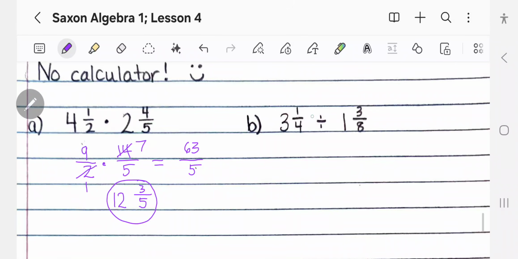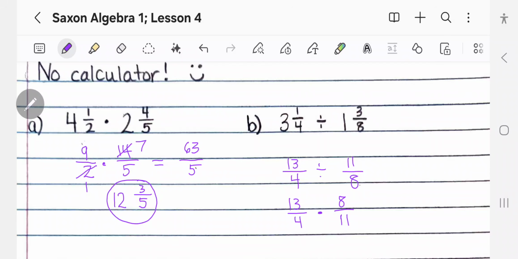We've got a division of mixed numbers. 3 and 1/4. I've got 3 wholes. So 3 times 4 is 12 plus 1 is 13 fourths. We're going to keep this division for a second and rewrite this one first. So 1 whole, so that's 8 eighths. So 8 plus the 3 is 11 eighths. And then I'm going to keep, change to multiplication and flip, or multiply by the reciprocal.